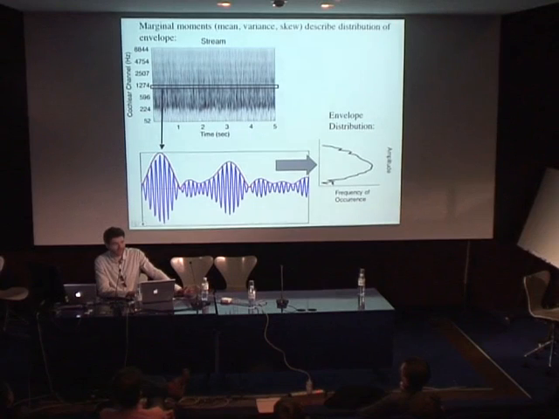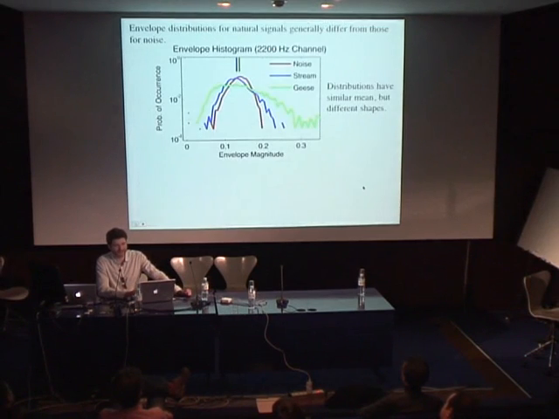Now, obviously, when you do this business of collapsing across time, you're throwing out a lot of information and you get a very impoverished representation. And it's not at all obvious that this would capture anything interesting or useful about sounds. But it turns out that when you look at these kinds of distributions across a wide set of sounds, you see something interesting. And that is that the envelope distributions for natural signals often differ from each other, and they generally differ qualitatively from what you observe with noise.